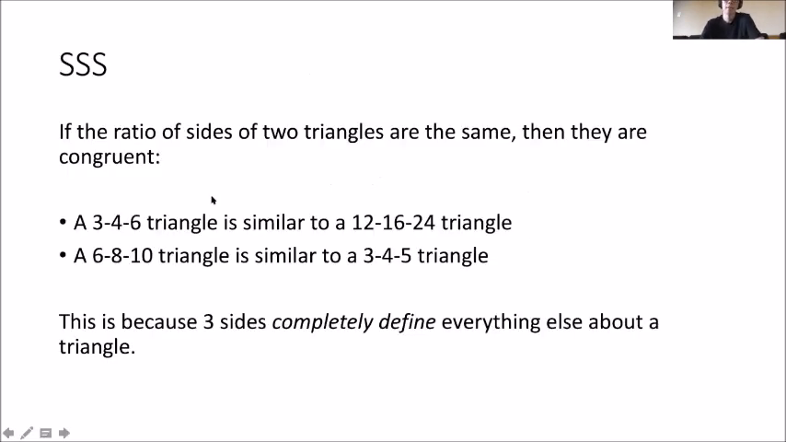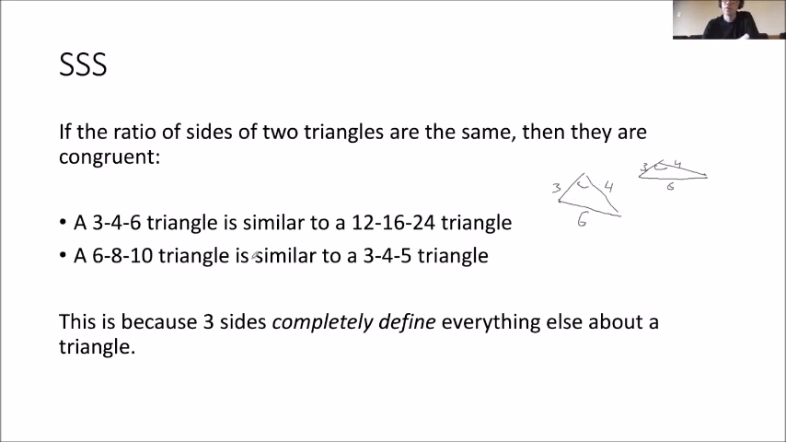So SSS, if you have 3 sides of a triangle, you can completely determine everything about the triangle. For example, if I give you a 3, 4, 6 triangle, if you have a 3 and you have a 4, the distance between these 2 points is only 6 for exactly 1 triangle. You can't have 3, 4, and 6 with a different angle here. No, you can only have 1 type of triangle. And that's why side, side, side is enough to determine the triangle.